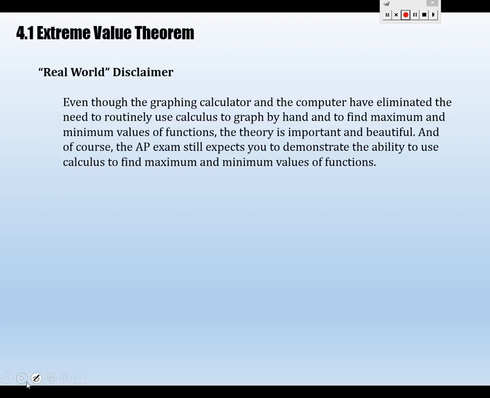Before we begin, maybe a real-world disclaimer. At this point in your life, it's pretty clear to us too that we could just use our calculator. In fact, you've been finding maximums and minimums all along in life. So why is calculus necessary for finding maximums and minimums? It might be necessary for other things. You can read my little paragraph here if you like. Important and beautiful. And it's on the test.